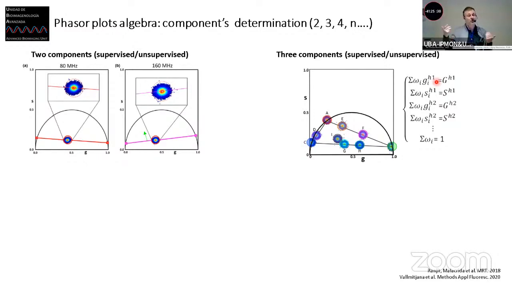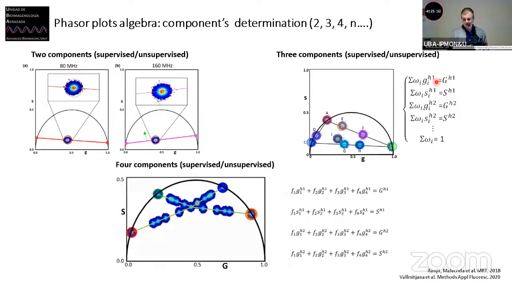You cannot have 4 with the first harmonic. But you can go again to another harmonic and get another set of G and S for the second harmonic, so you can go to 5th. And this is a method that probably today in the afternoon, Alex Palmigiana will explain, that is very powerful. You can solve 4, 5 components using the harmonic information.